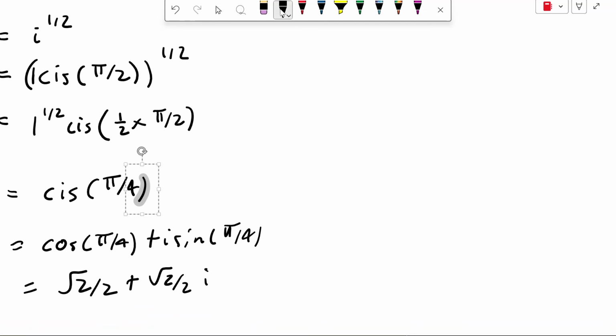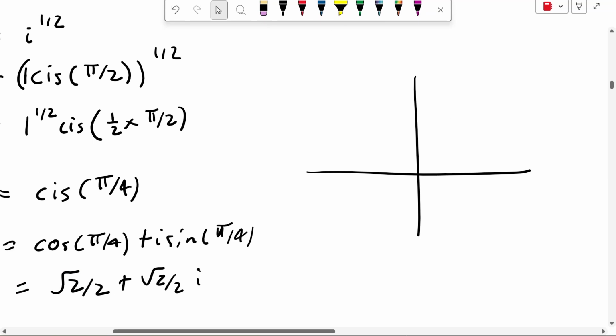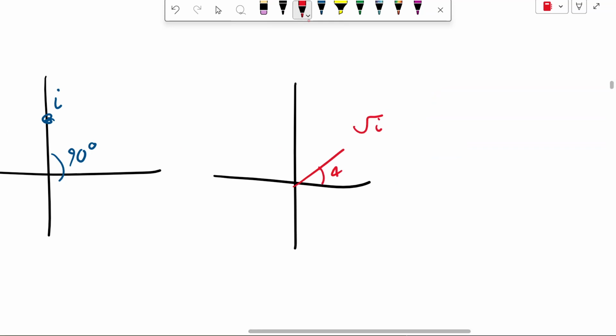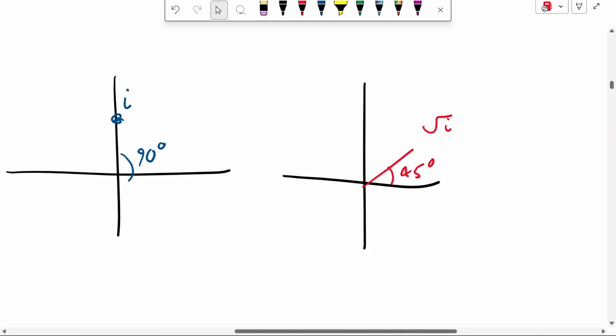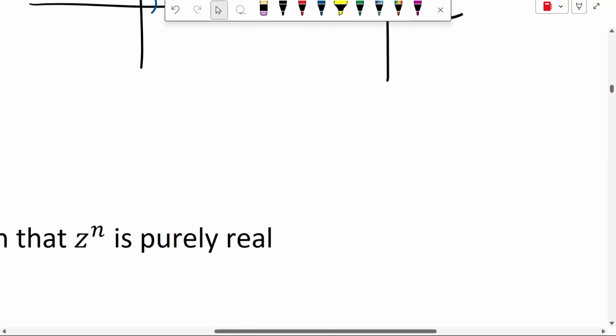Geometrically, if you want to think about it like this, i makes an angle here of 90 degrees. If you look at root i, that makes an angle of 45 degrees. Funny about that. So it turns out that the square root of a number is sort of like going to be half that angle, provided the angles were in a nice sort of region to begin with.